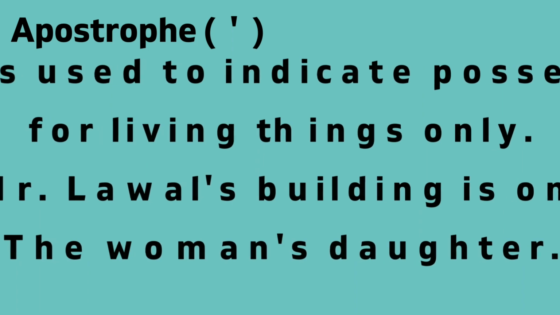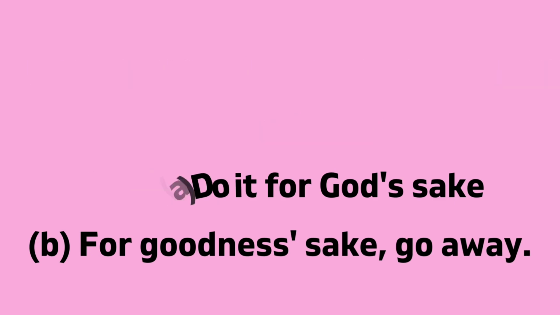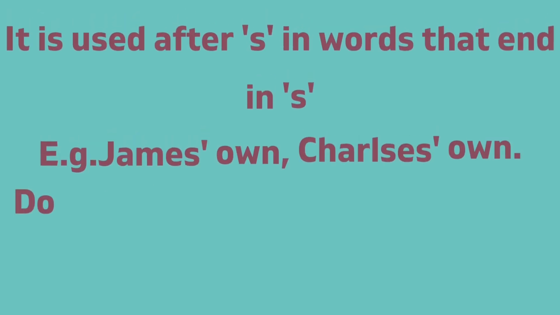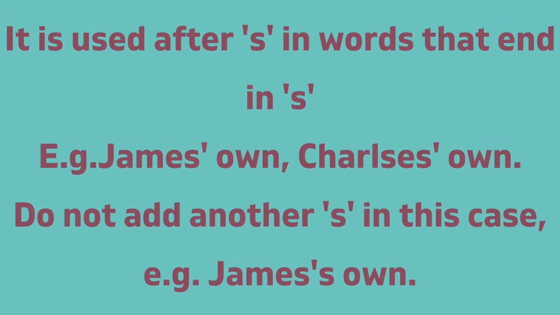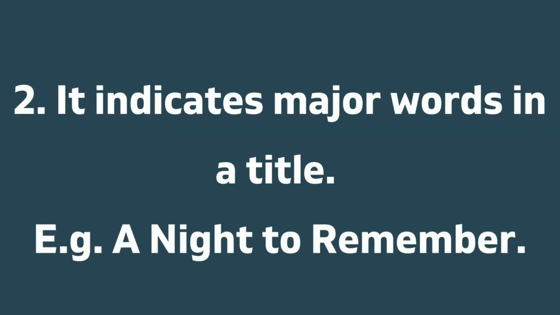And then we have the apostrophe. Apostrophe is used to indicate possession. It is my own. That it is James' own. We have the capital letter. Capital letter is used to indicate the first word in a sentence. Example, a night to remember.